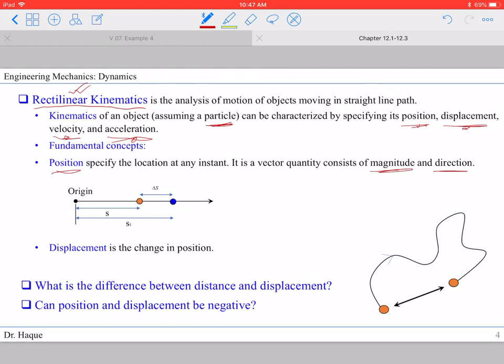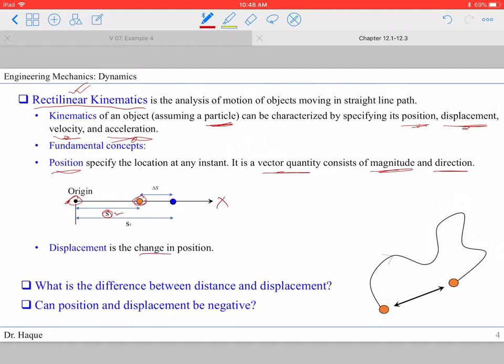For position, if we take this as the origin, the start point, and the location of my particle is here, which is s, a distance s away from the origin. So the position can be defined with s, and it is also a vector quantity, because we also have to say it's located at distance s in this direction, for example the x direction.